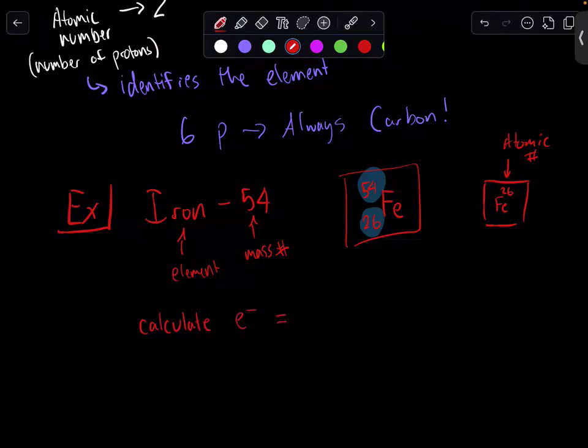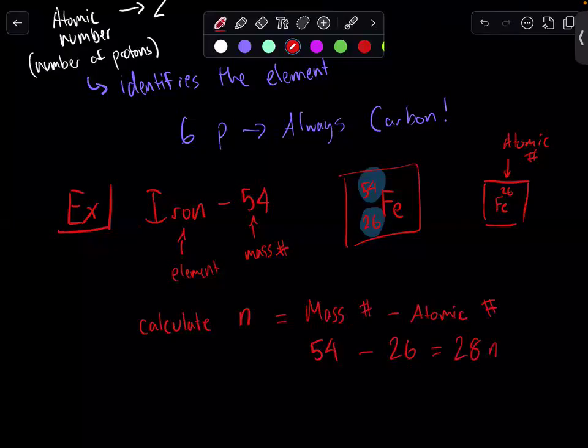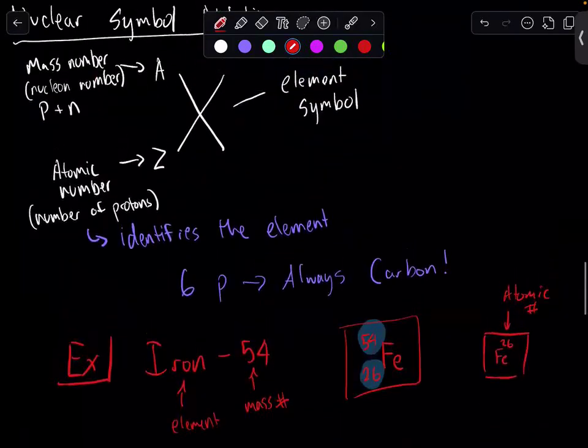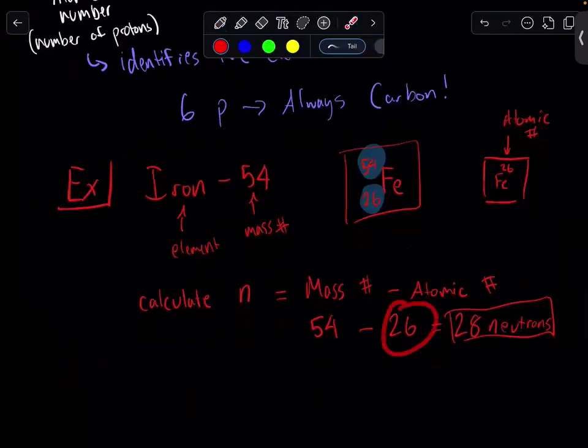Something else about this is because this is an atom, we can calculate electrons. We do this by just taking our mass number minus our atomic number. Or sorry, I meant calculate neutrons. We take our mass number minus our atomic number. Our mass number is 54, our atomic number is 26, so we get a total of 28 neutrons. We know that because, as we said before, our mass number is protons plus neutrons. So 26 plus 28 equals 54.